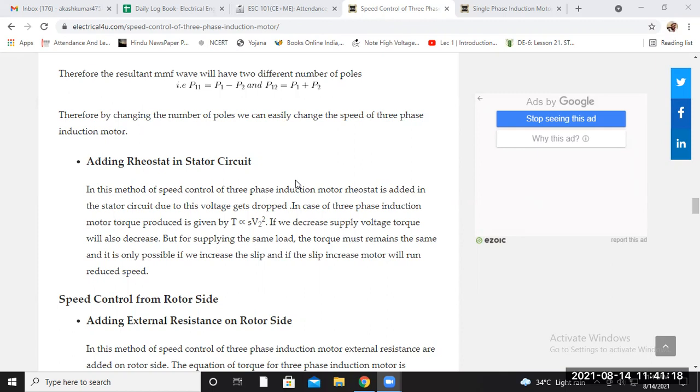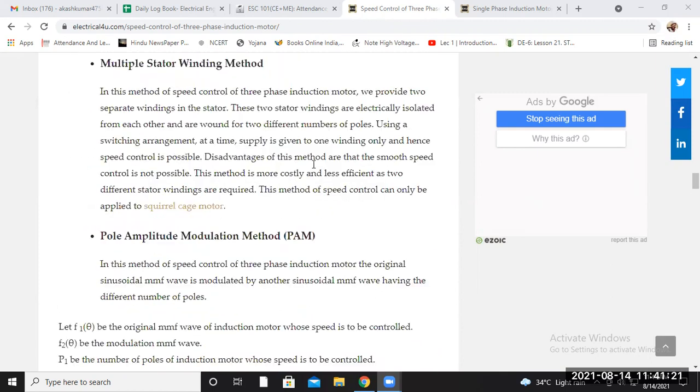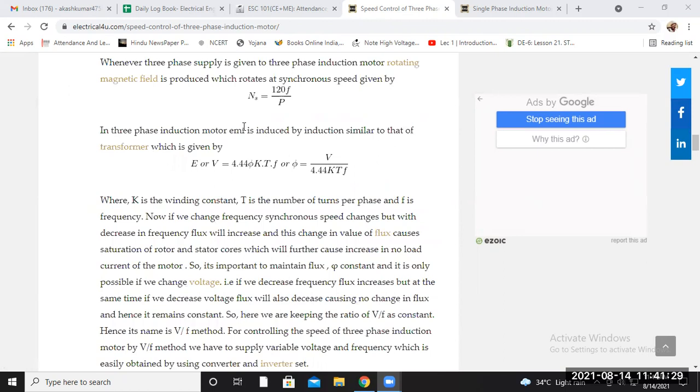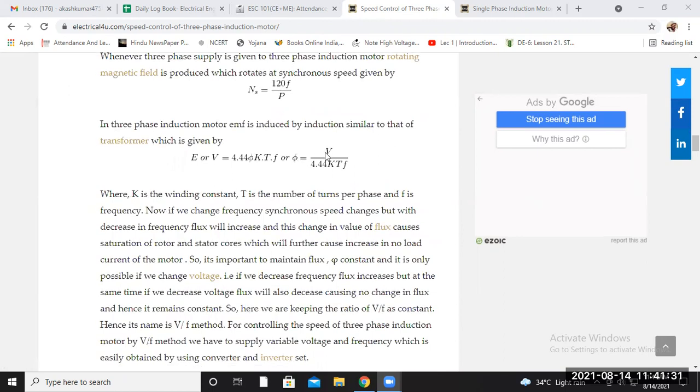So let's start. We have completed the stator part, that is, speed control from the stator side. The voltage upon frequency control: for the flux to remain constant, the ratio of V upon F should be maintained constant. If we vary the voltage, the frequency should also be varied, so that the ratio stays constant. But if only one of the terms is varied, then the flux will change, and accordingly the speed of the induction machine changes.